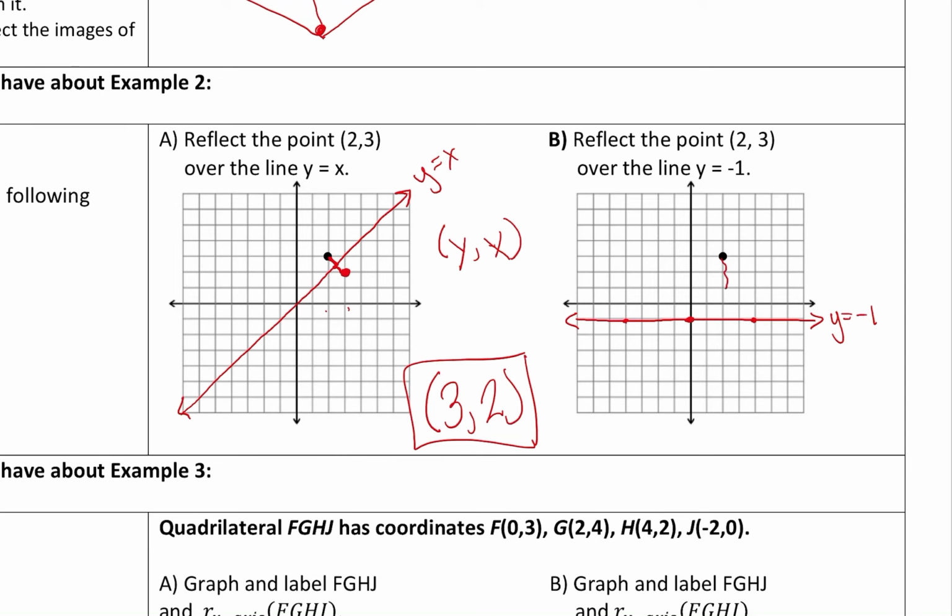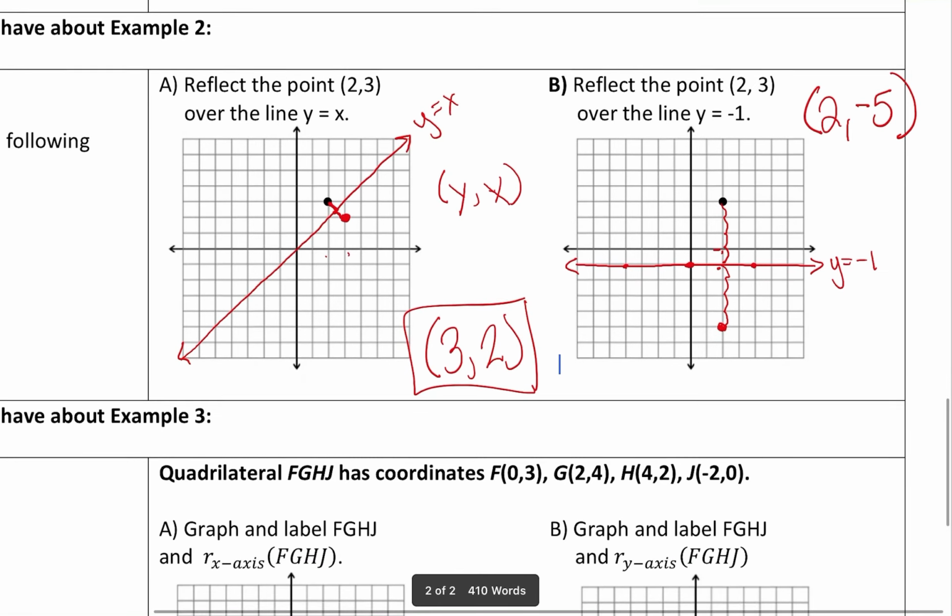This is 1, 2, 3, 4. So I'm going to go 1, 2, 3, 4 on the other side. So that point is the point 2, negative 5. Remember, you count from your 0. So down 1, 2, 3, 4, 5.